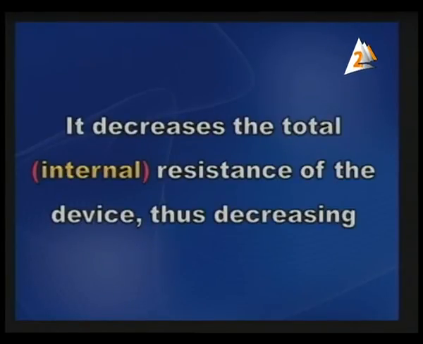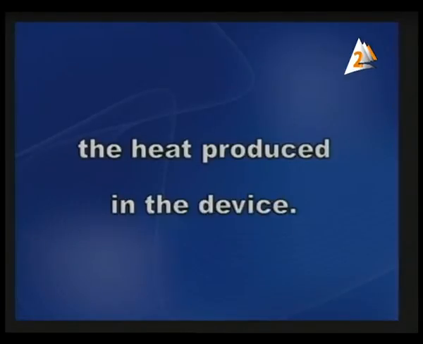It decreases the internal resistance of the device. So another function of the shunt: it decreases the internal resistance of the device. Resistance of the ammeter is less than the value of the shunt itself. So it decreases the internal resistance of the device, thus decreasing the heat produced in the device. Why? The ammeter is inserted in circuits in series, so heat is proportional to the value of the resistance.